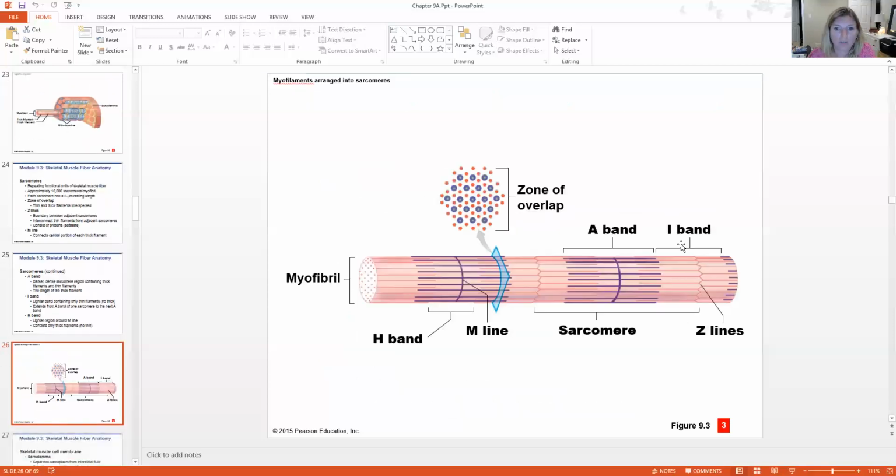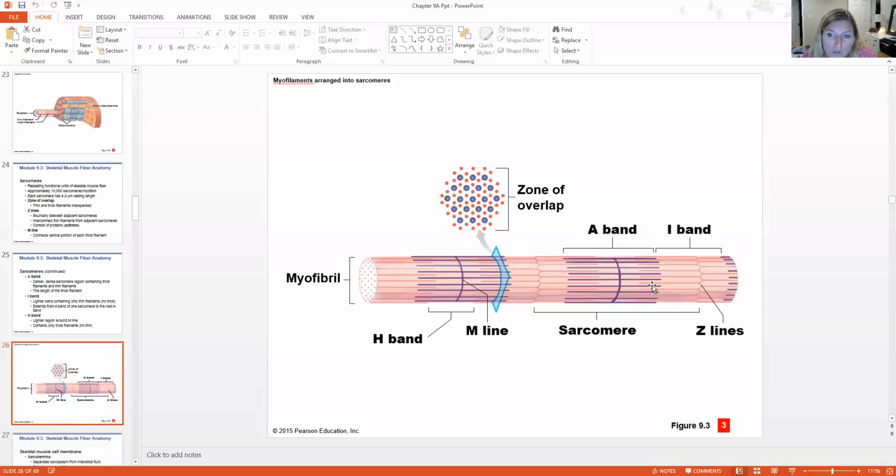So here you see the whole thing. Z line, Z is like zigzag, Z line to Z line. Thin filaments are radiating out from both sides of the Z line. Remember, these are staggered end to end. Our M line is in the middle. That's where our myosin is connected, or our thick filaments, these purple lines.